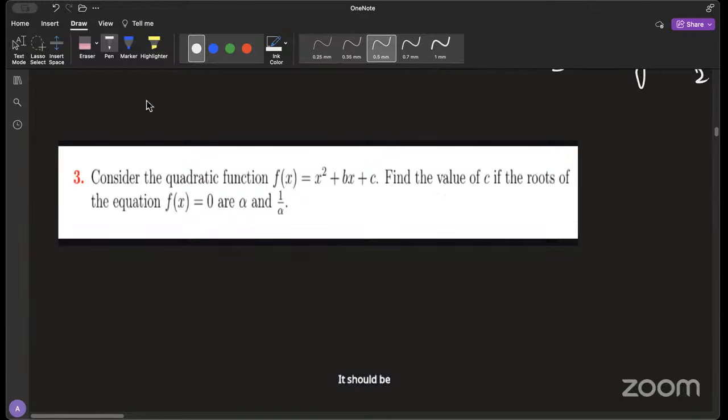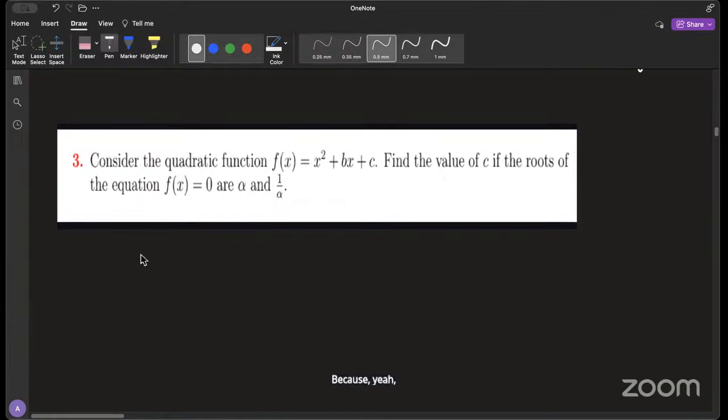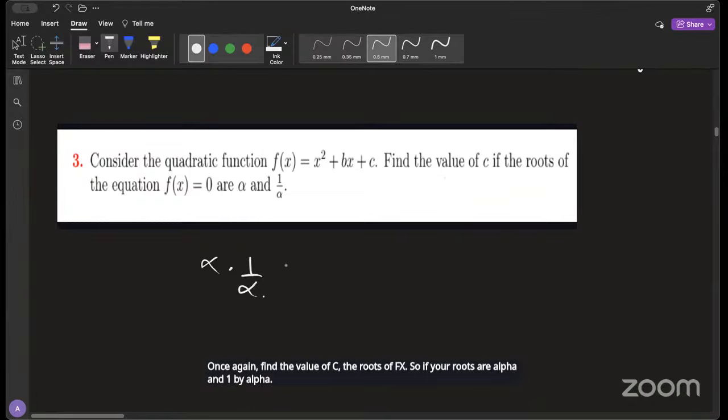It should be 1. Actually, there's nothing to do here. Yes, ma'am, it's 1. So what's given is, find the value of c if the roots of f(x) are alpha and 1 by alpha, and the product of roots we know is c by a, right? So you have to find the value of c. A is given to be 1.